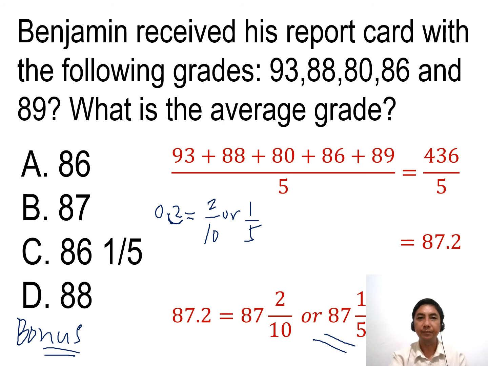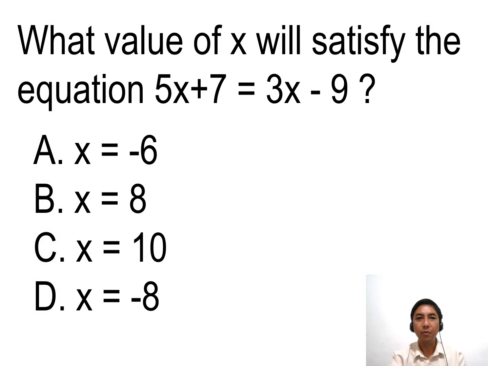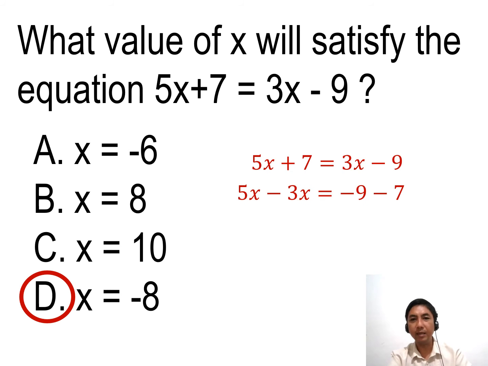Next problem. What value of x will satisfy the equation 5x plus 7 equals 3x minus 9? Okay, the answer here is letter D, x equals negative 8. So, anong nangyari? Just copy the given. Transpose mo ang 3x sa kabila. So, from positive, magiging negative 3x siya. Yung positive 7, transpose mo din sa kabila. From positive, magiging negative. 5x minus 3x is 2x.